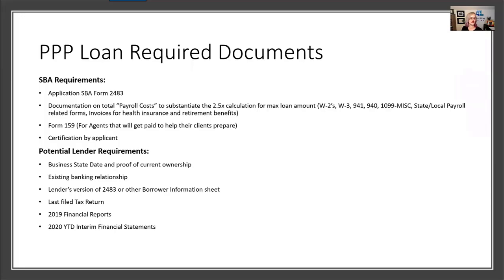So the required documents, there's lots of required documents that have been coming out. So there's more than just this, but there's the application that has to be filled out. You're going to have to put in your payroll cost. You're going to have to submit the W-2s, the 941s. You're going to have to put in health insurance and retirement benefits. There's several other things that you're going to have to do, which is make sure that you have a banking relationship. You're going to have to make sure that your lender is an approved SBA agent, and then also your recent tax returns.